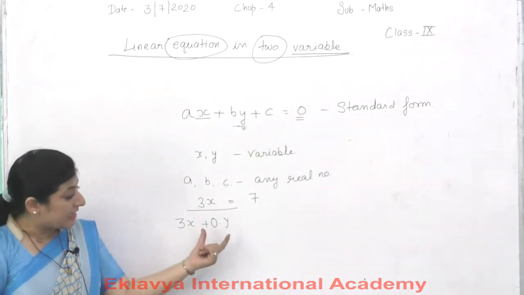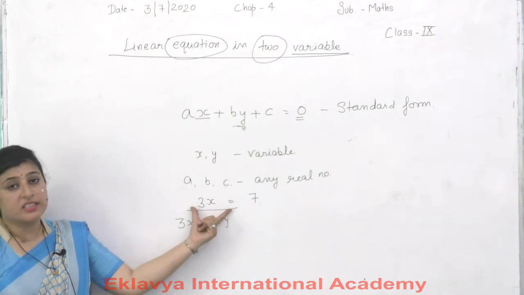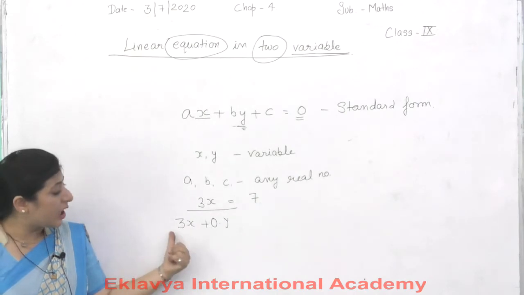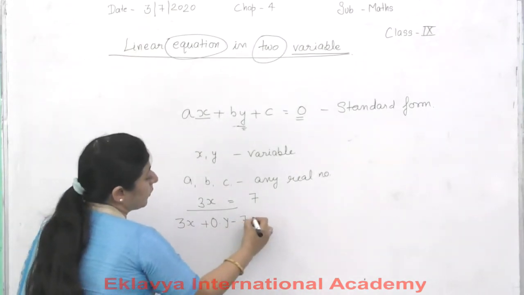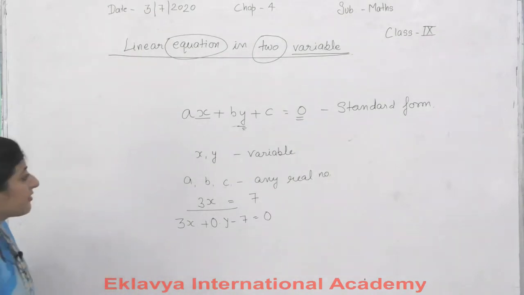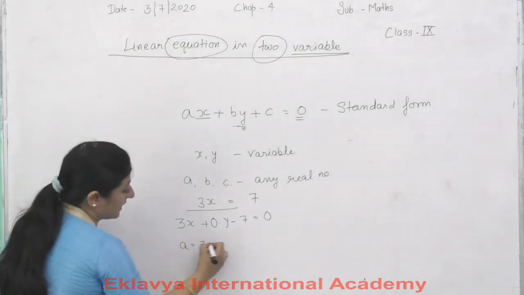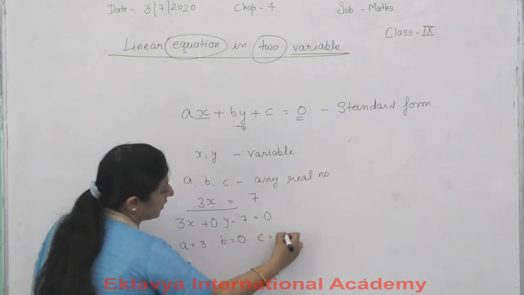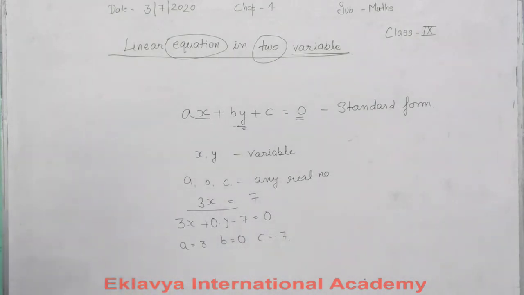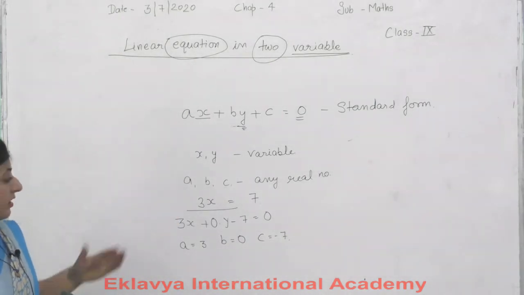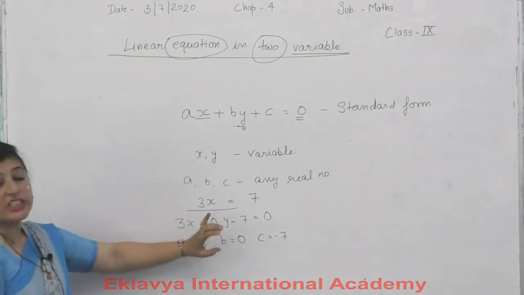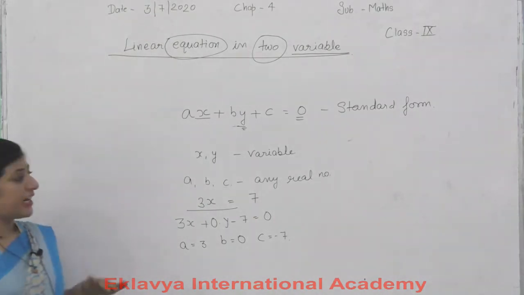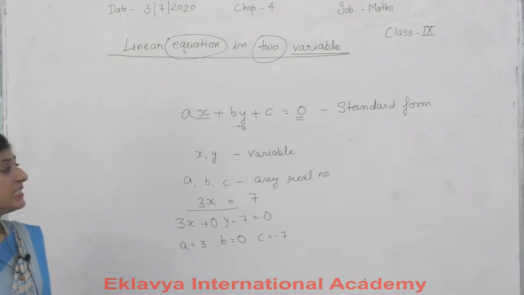So does it have any effect on the equation? No. There is no effect of this thing. But now our equation becomes a two-variable equation. Now find out the value of a, b and c. a is equal to 3, b is equal to 0 and c is equal to minus 7. In this way we can represent any equation in the standard form of linear equation in two variables, and then we can find out the values of a, b and c.